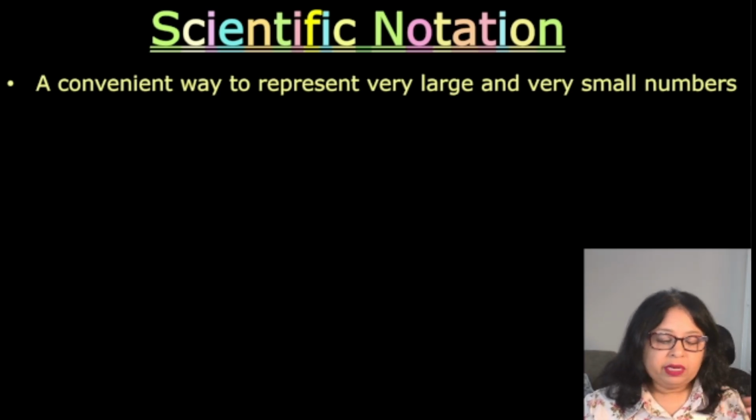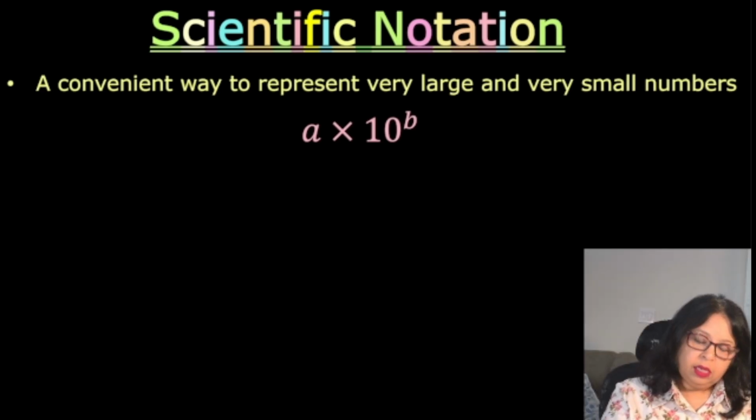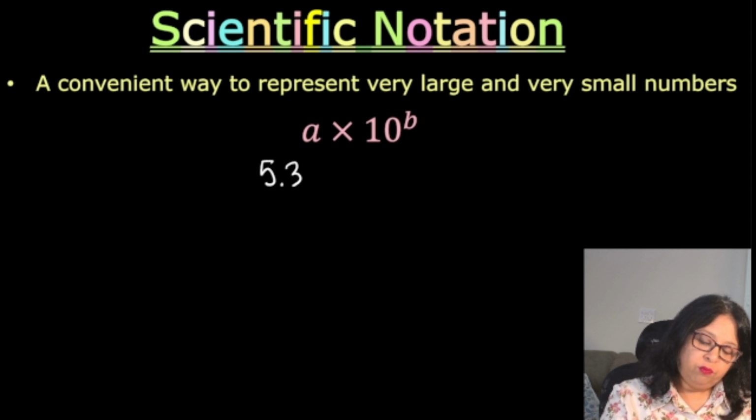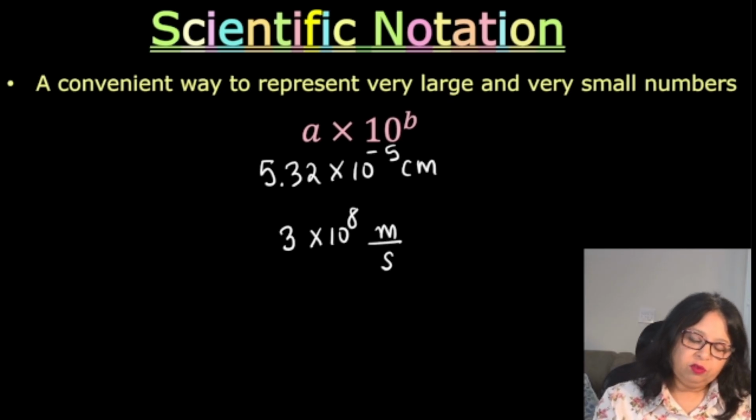Alright, so we already said that scientific notation is a very convenient way to write numbers that are very large or very small. In scientific notation, a number is written as a times 10 to the power b. Just a few slides back, I showed you examples of a couple of numbers written in scientific notation. One was 5.32 times 10 to the power minus 5, and the other one was 3 times 10 to the power 8. The first was in centimeters, and the second was in meters per second.